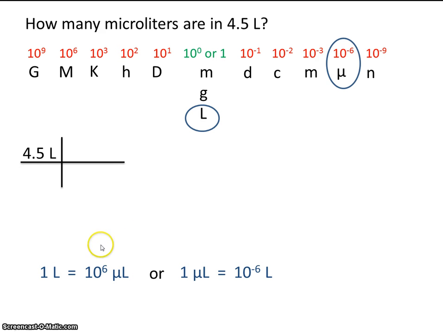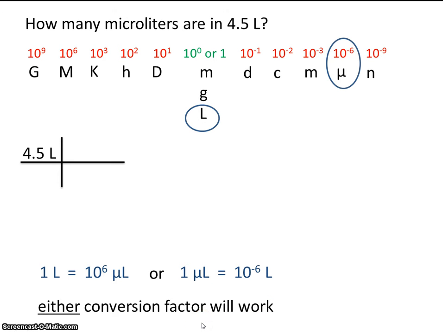So make sure that your conversion factors are equivalent quantities. 1 liter equals a million microliters, or 1 microliter equals a millionth of a liter. So either one of these conversion factors will work. You'll only need one. I just selected both just this one time so you could see how it's done. Use whichever one makes sense to you. To me, this conversion makes more sense because I know that micro is small, so I know I need a million of these small things to equal one of these big things.